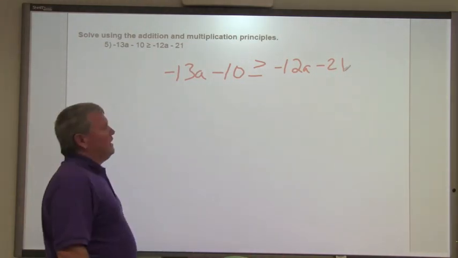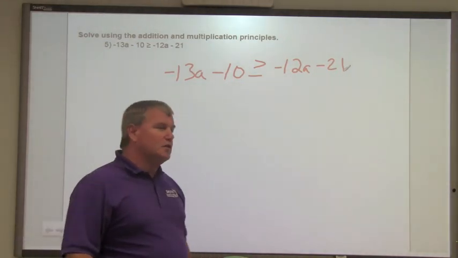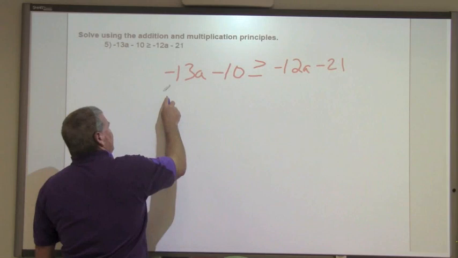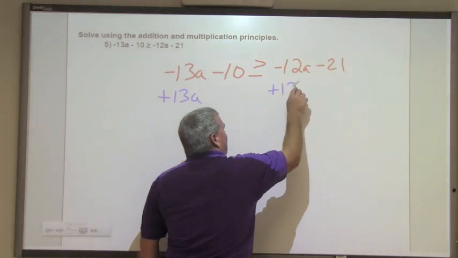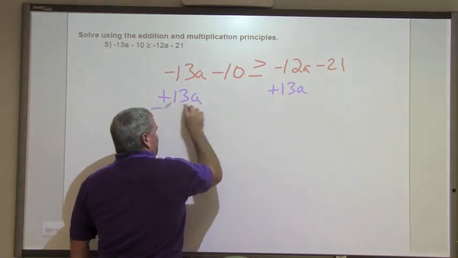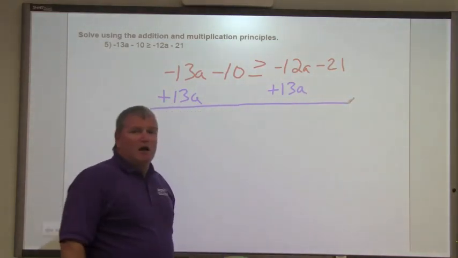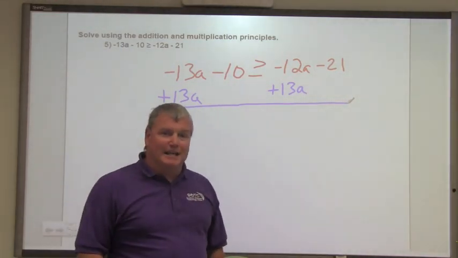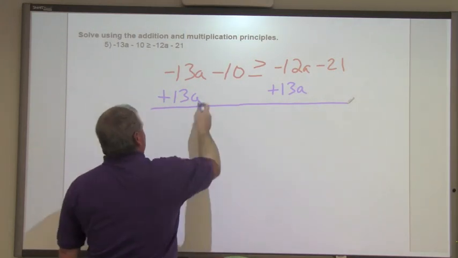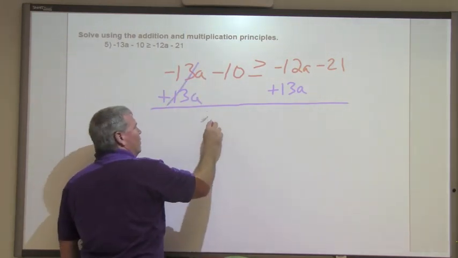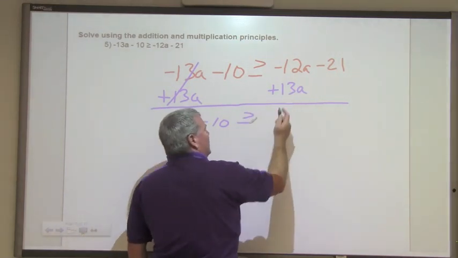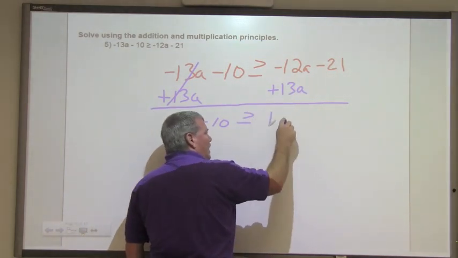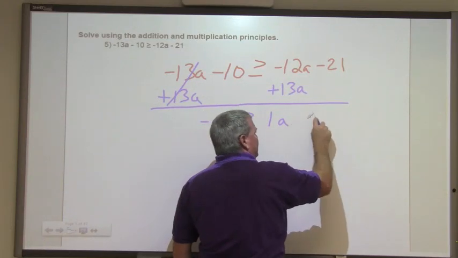Now what I like to do is I like to put my a's together first. So what I would do is I add 13a to both sides. And some of you might say, well, what if I added 12a? That's fine. I'll talk about that here in a minute, of why I moved the 13 instead of the 12. So when I add 13a, those simplify to 0, 0 out. Get negative 10 greater than or equal to negative 12a plus 13a is 1a. Bring down the negative 21.